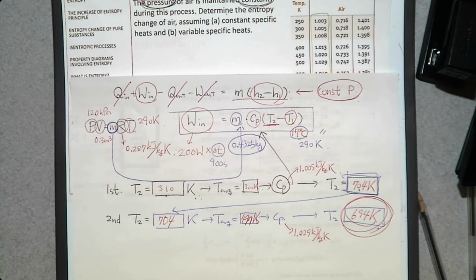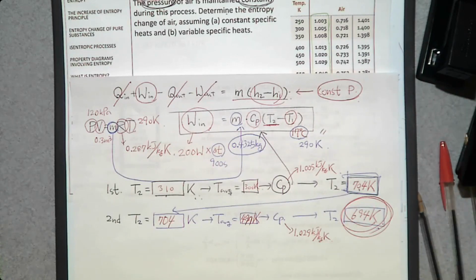Because initially we assumed 310 and we got 704, they are far away. So this is not okay. So we go to the second iteration, but we don't randomly choose another T2; we use the value from the first iteration for the second guess. And then do it again. Then you get the correct answer. So, yeah, we calculated the temperature at the final state.